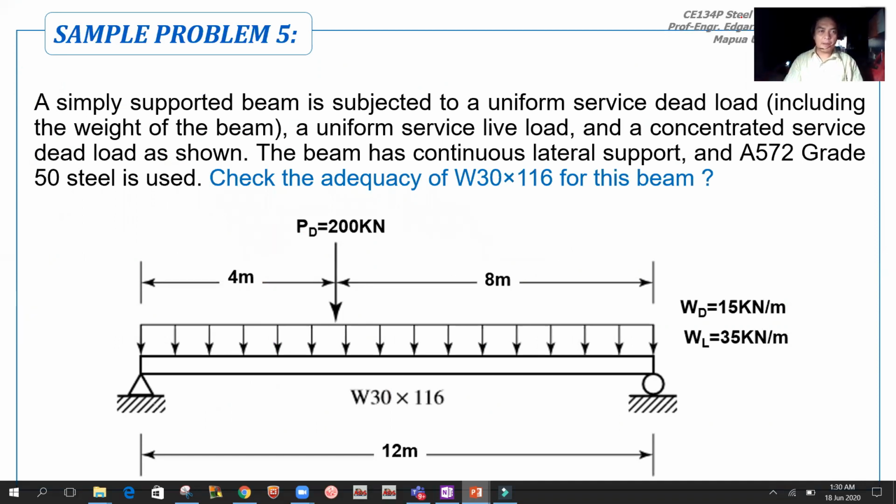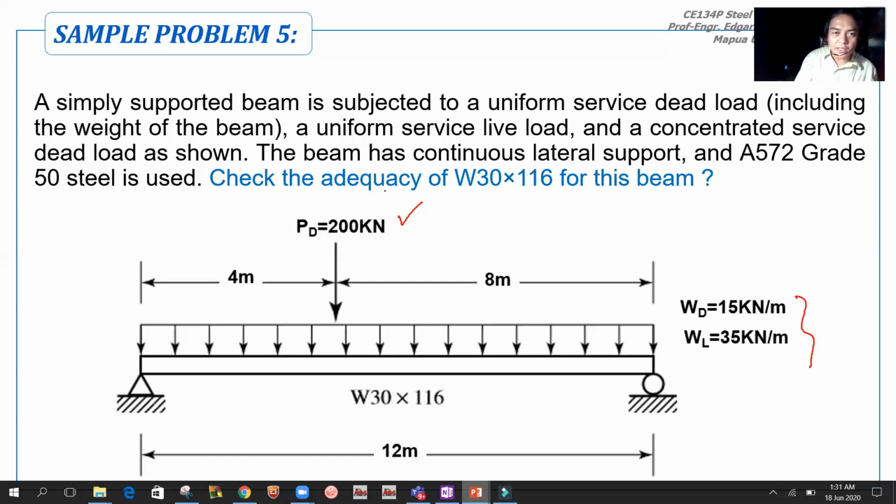So for this sample problem number 5, we have a simply supported beam subjected to a uniform service dead load including the weight of the beam, a uniform service live load, and a concentrated service dead load as shown. Okay, so given na yung uniform loads dead tsaka live, at tsaka meron tayong concentrated na dead. Okay, so these are the loads on the beam. So take note that the concentrated load of 200 kilonewton is not applied at the midspan. Wala sa midspan. The beam has continuous lateral support and A572 grade 50 steel is used.